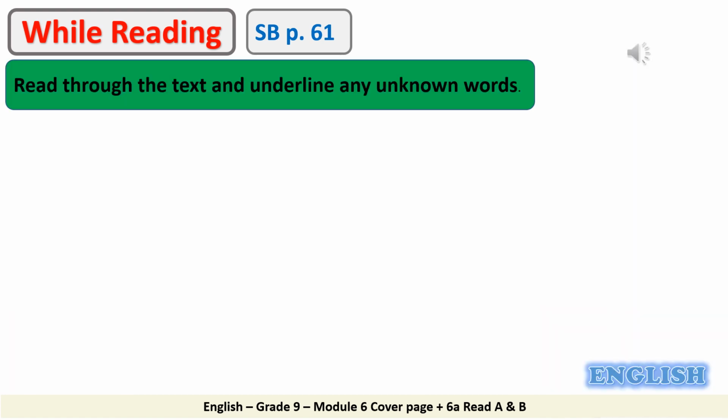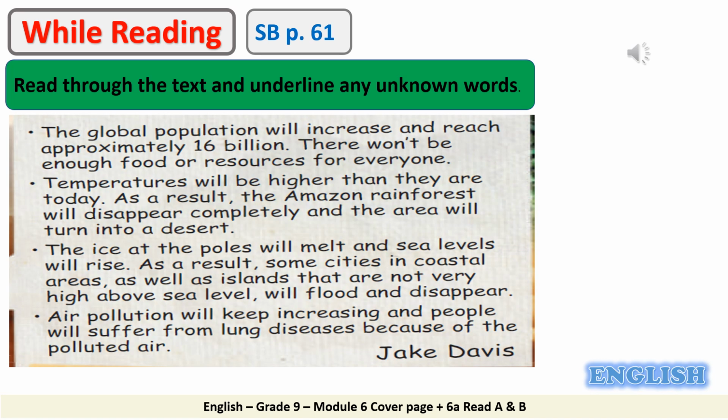Read through the text and underline any unknown words. The global population will increase and reach approximately 16 billion. There won't be enough food or resources for everyone. Temperatures will be higher than they are today. As a result, the Amazon rainforest will disappear completely and the area will turn into a desert. The ice at the poles will melt and sea levels will rise.